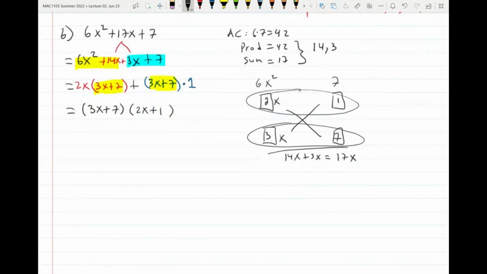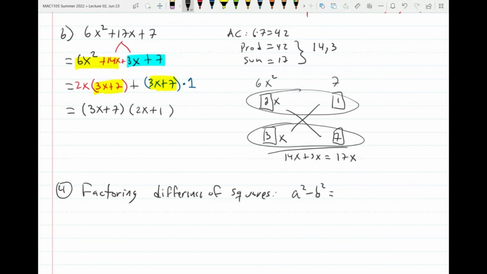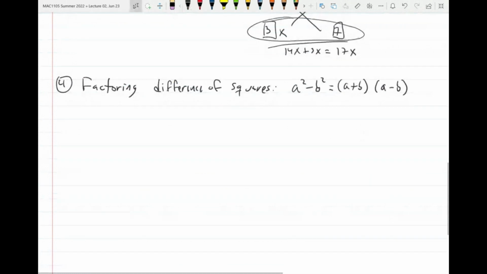So let me remind you of another one, which is difference of squares. We kind of talked about this last time when we did product of conjugates of complex numbers, right? So factoring difference of squares. And remember, the formula is a squared minus b squared. What is this equal to? A plus b times a minus b. So every time that you have a difference of two perfect squares, you can factor it this way, okay?